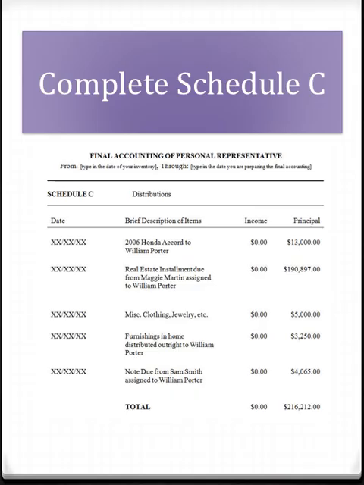In the case of the miscellaneous clothing and jewelry, that just is transferred by a personal representative's assignment of interest, and actually Mr. Porter is assigning the interest to himself because he's the beneficiary, and he's the personal representative, and he's the only person with the power to make that transaction.